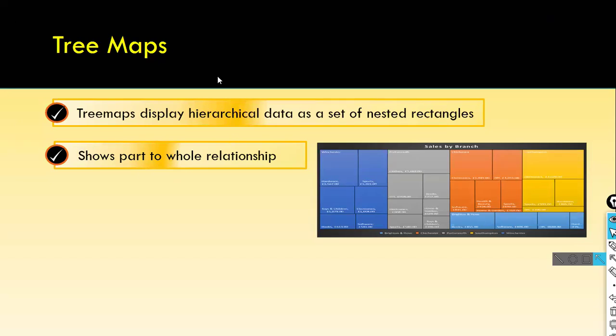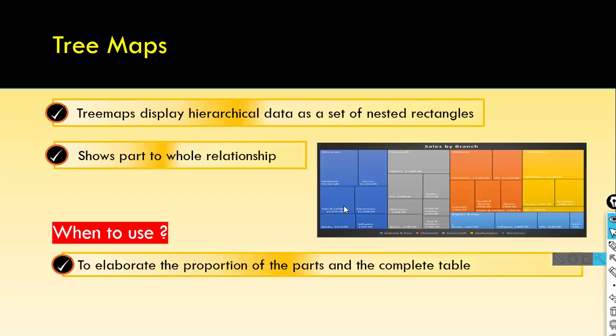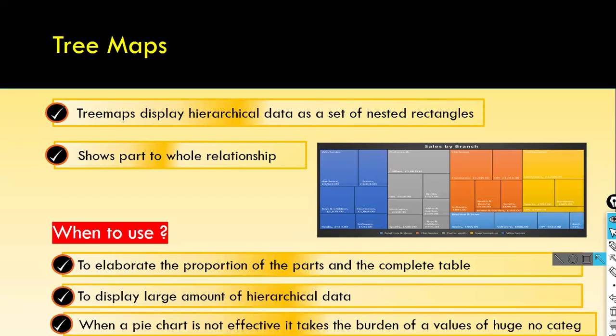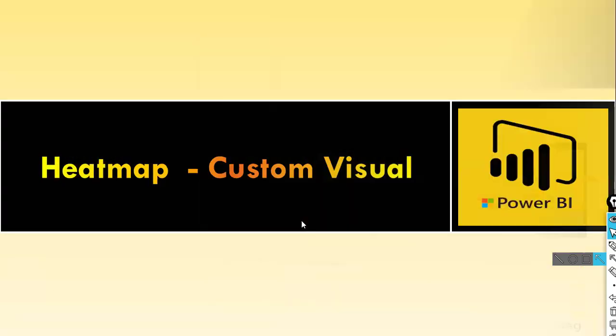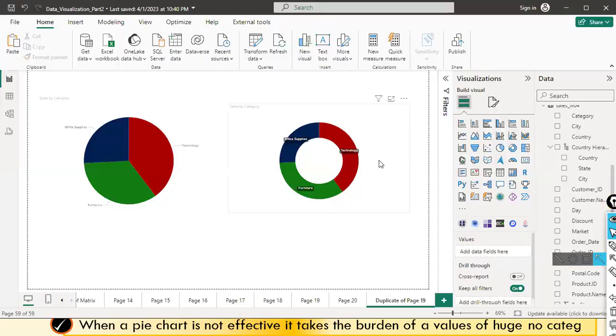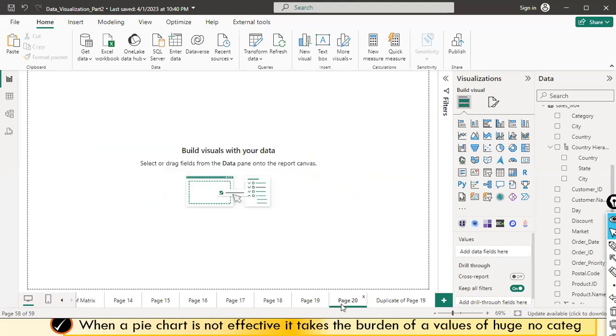But still, if you want to see everything, all the categories, no compromise, and I don't want to use others, then you can go for tree maps. Apart from displaying the data hierarchy, it also helps you display the part to whole relationship. So use it to elaborate proportional parts and a complete table, to display large amounts of hierarchical data. When your pie chart is not effective, you can go for tree maps. Like I said, the pie chart has a limitation. If you have a large number of categories, everything gets cluttered. In that kind of situation, you can go for the tree map.